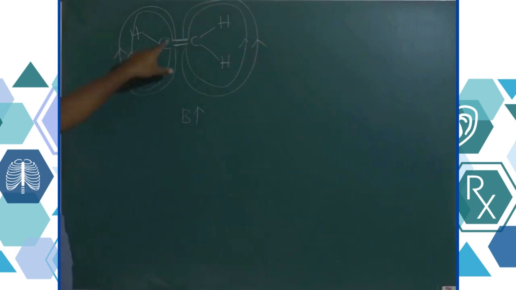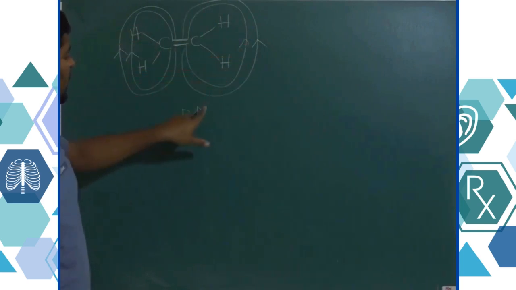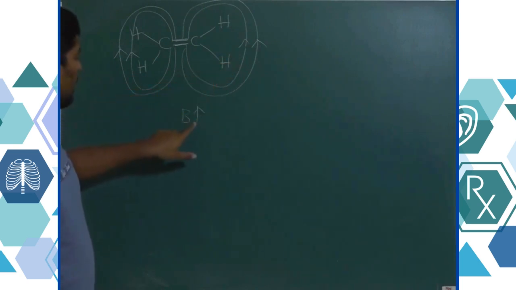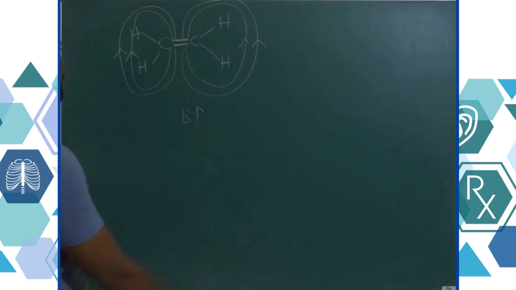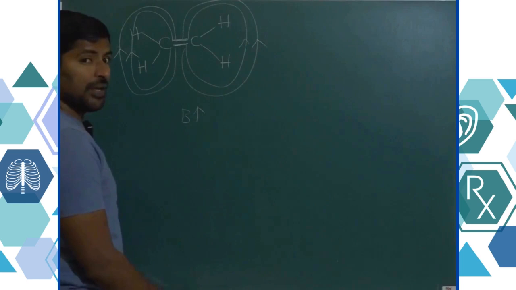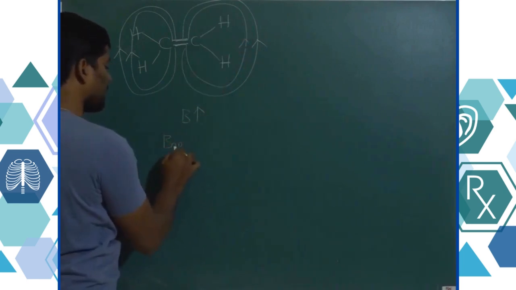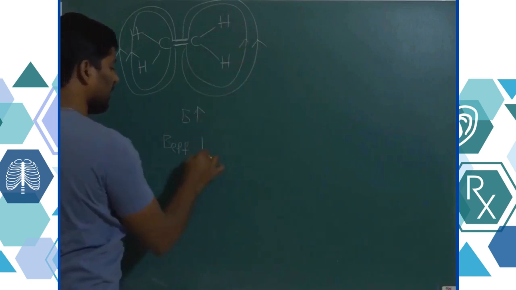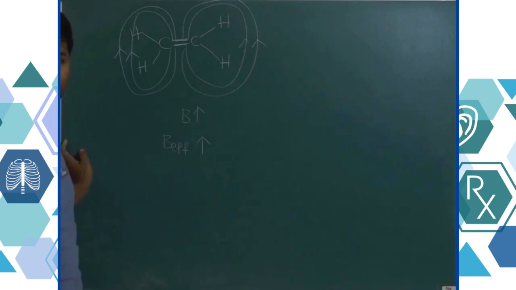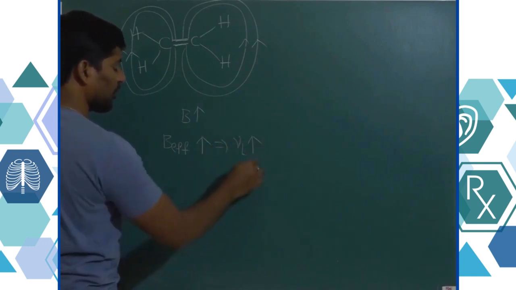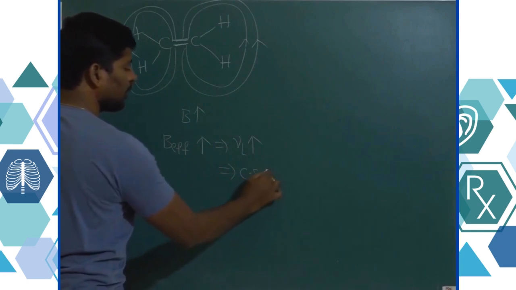Whenever the secondary magnetic field is distributed like this, the induced magnetic field is in the same direction as the applied magnetic field at the protons. So what happens to the effective magnetic field felt by the protons? It increases. That means the precessional frequency, or Larmor frequency, increases. So chemical shift values increase.